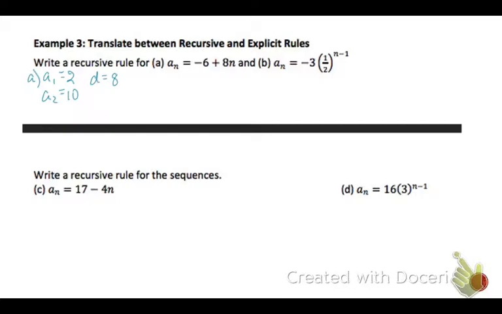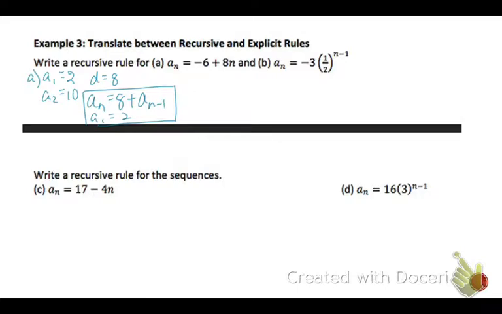So my first term, I can see if I plug in 1, I get -6 plus 8, which is 2. And if I plug in 2, -6 plus 16 is 10. So I can see my difference is 8. So now to write a recursive rule, I will say that any term, a sub n, equals that difference, 8, plus the term that came before. Or I could write, a sub n minus 1 plus 8. And then I give my starting first term, which is 2.